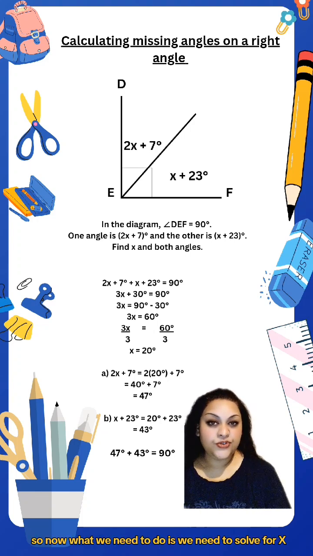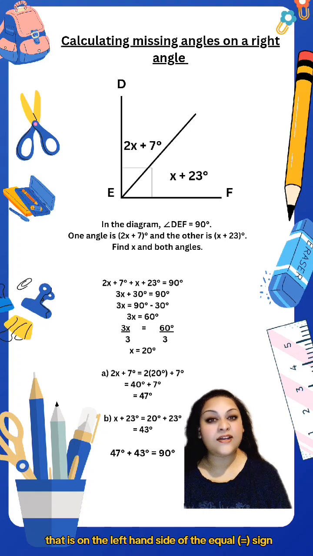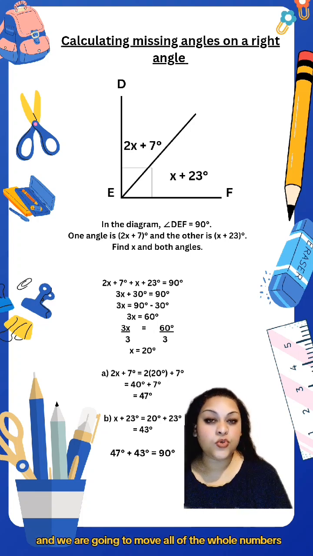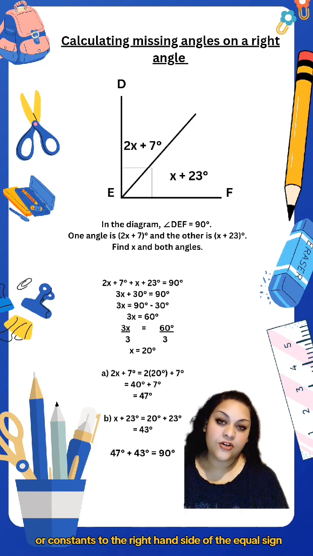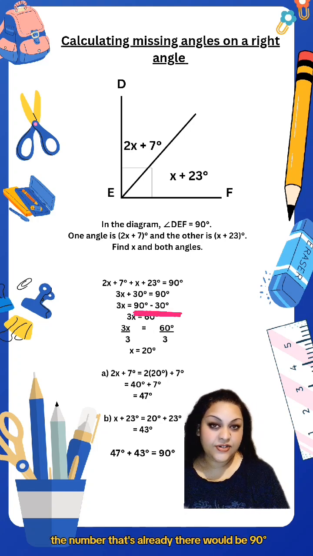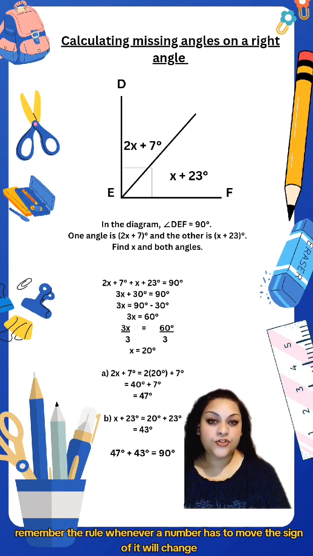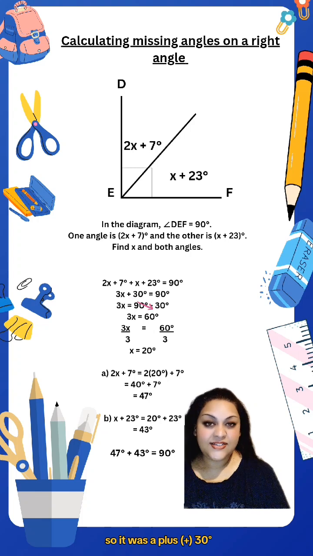So now what we need to do is solve for x. We are going to leave the variable where it is, on the left hand side of the equal sign, and we are going to move all of the whole numbers or constants to the right hand side of the equal sign. The number that's already there is 90 degrees. That was our total. We are now going to take this 30 degrees and move it to the right hand side. Remember the rule, whenever a number has to move, the sign of it will change. So it was a plus 30 degrees.